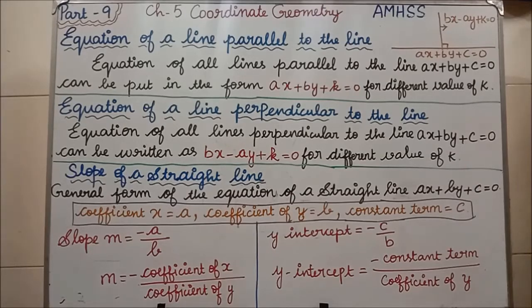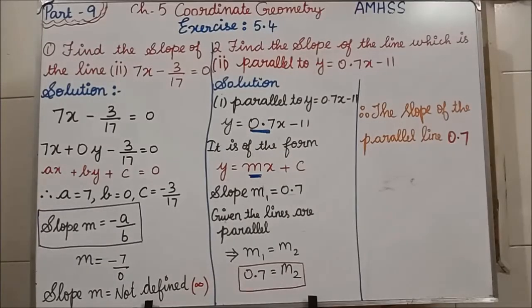It is very easy. Only a small thing we will apply here. We will start exercise 5.4 now. Students, this is exercise 5.4, first question. Find the slope of the line 7x minus 3 divided by 17 is equal to 0. I have already taught you that if the equation is given and they ask us to find the slope, the formula is slope m is equal to minus a by b. That formula we have to apply here.